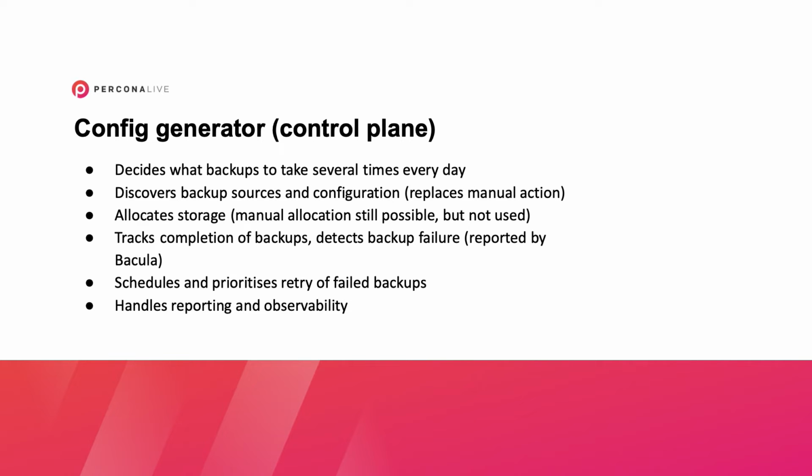So the middle part, the config generator, which is mostly what we're talking about here, decides what backups to take, discovers backup sources. This is important. We discover dynamically that new sources are available by looking in our asset database and looking at our configuration data for new database chains and so on. Automatically allocates the storage, tracks whether backups have completed or not, detects failure, Bacula reports a failure perhaps, also schedules and prioritizes, and we'll talk about prioritizing, retries, so it's failing backups, and it handles reporting and observability, and we will talk about all of these things.